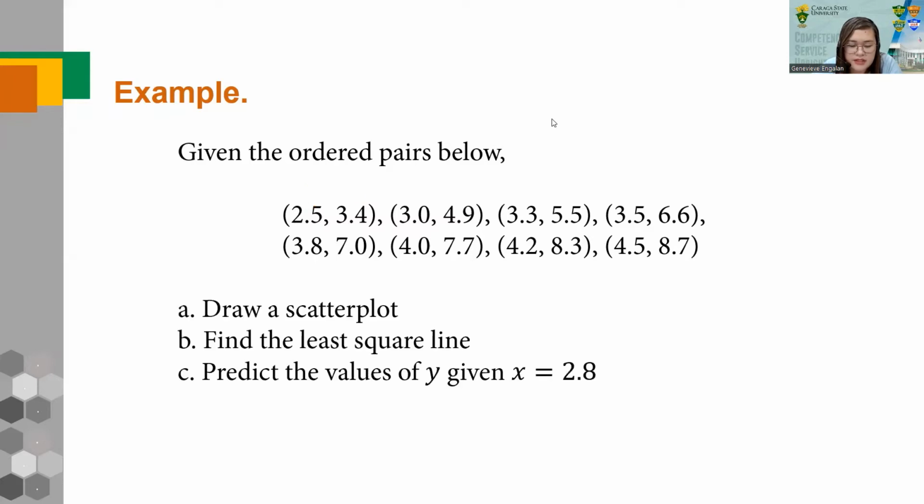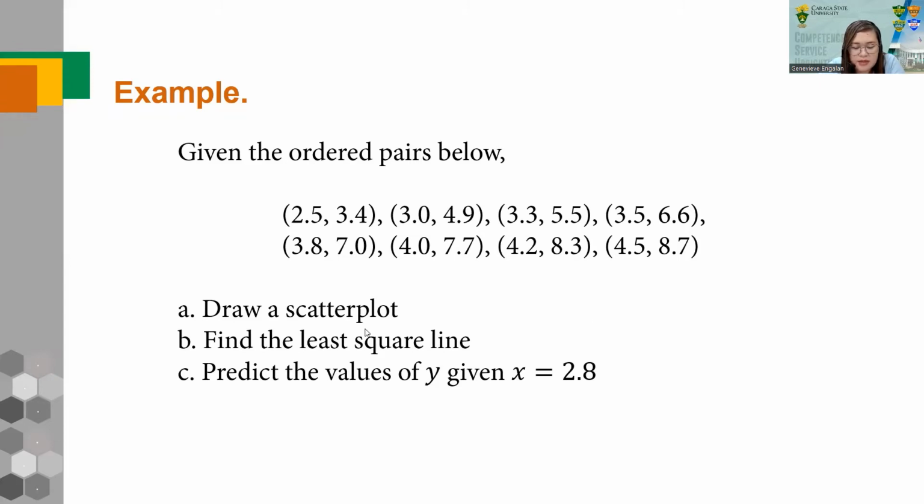Okay, so first, draw the scatter plot. Drawing the scatter plot is just the same as plotting on our xy plane. We will only show the first quadrant. Then, find the least square line or the best fit line, meaning the equation of the line is what we look for in letter b. Then, predict the value of y given x equal to 2.8.